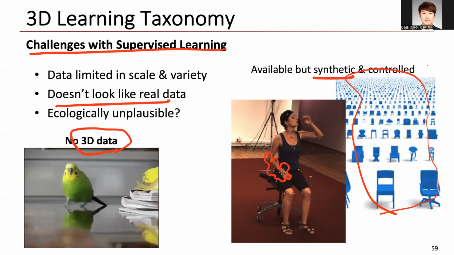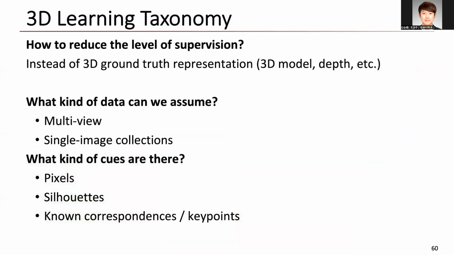So the question in modern 3D learning is how to reduce the level of supervision, instead of 3D ground truth representation, for example, like a 3D model or depth information or the 3D camera pose estimation, pose information. This is the topic of modern 3D computer vision.